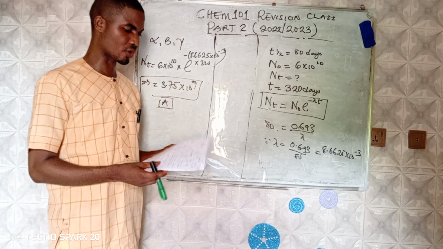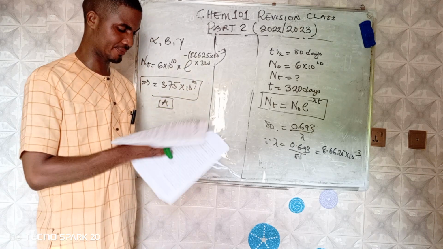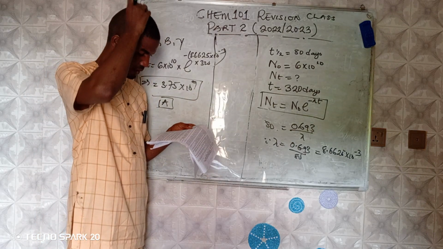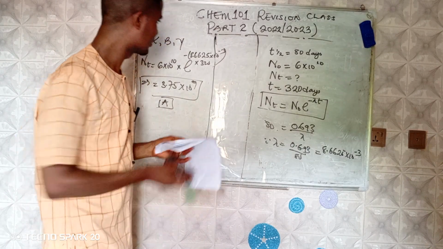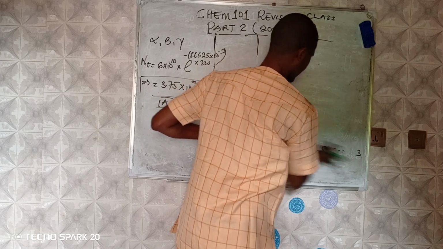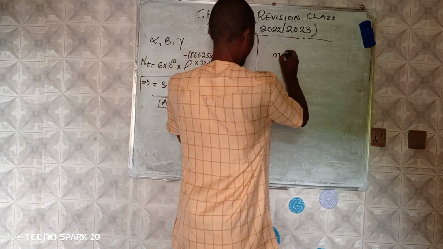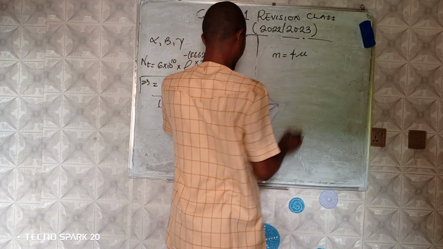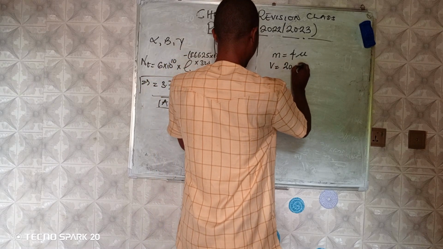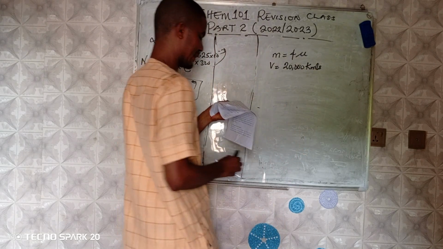Okay. So we'll go to question number 29. We have an alpha particle. It says that an alpha particle whose mass is 4 travels with a velocity of v, which is 20,000 kilometers per second. What is the kinetic energy?